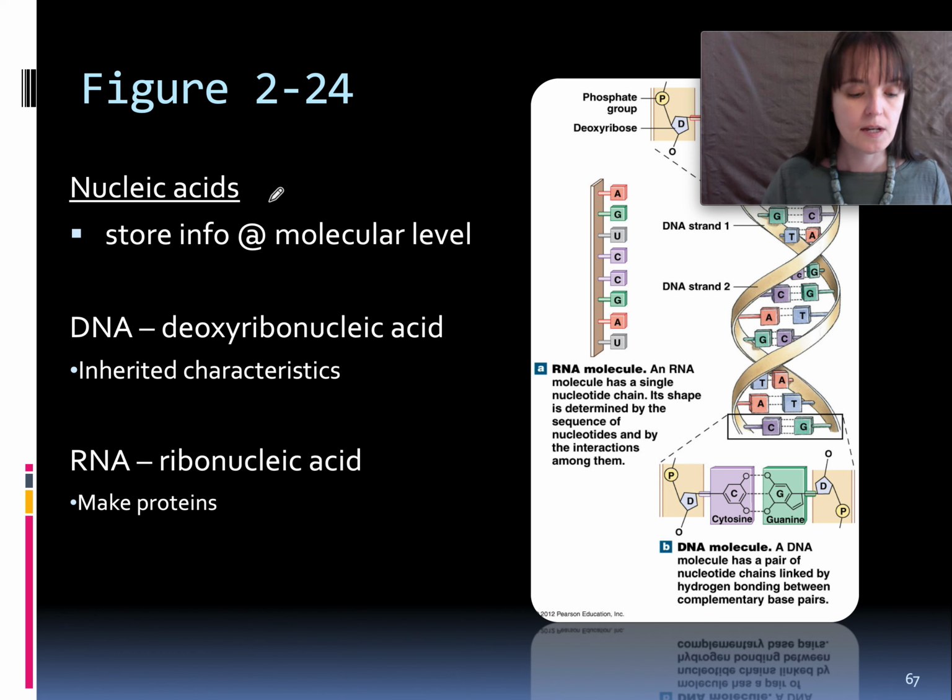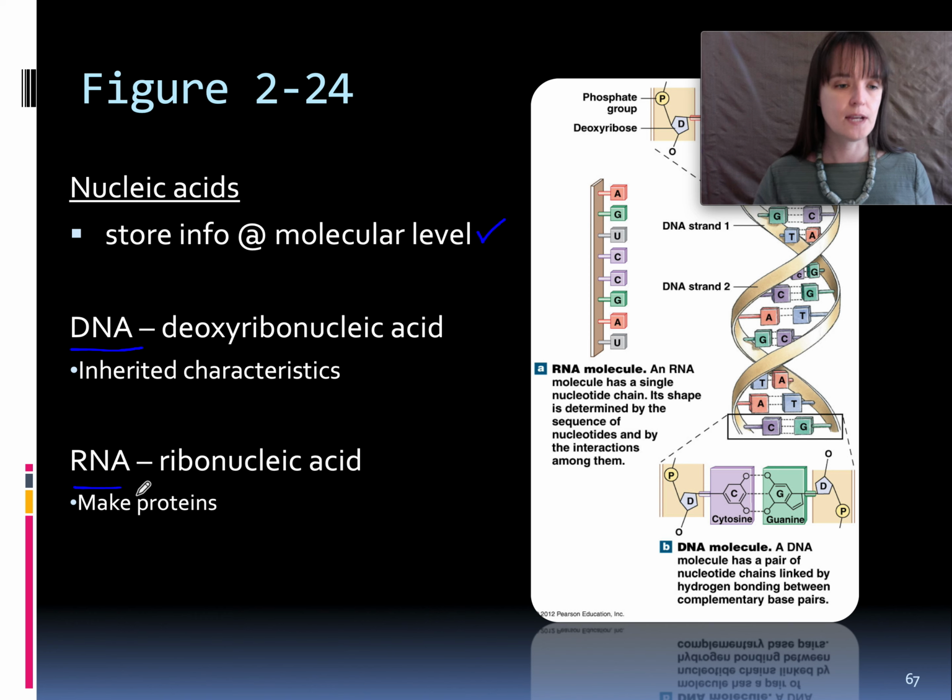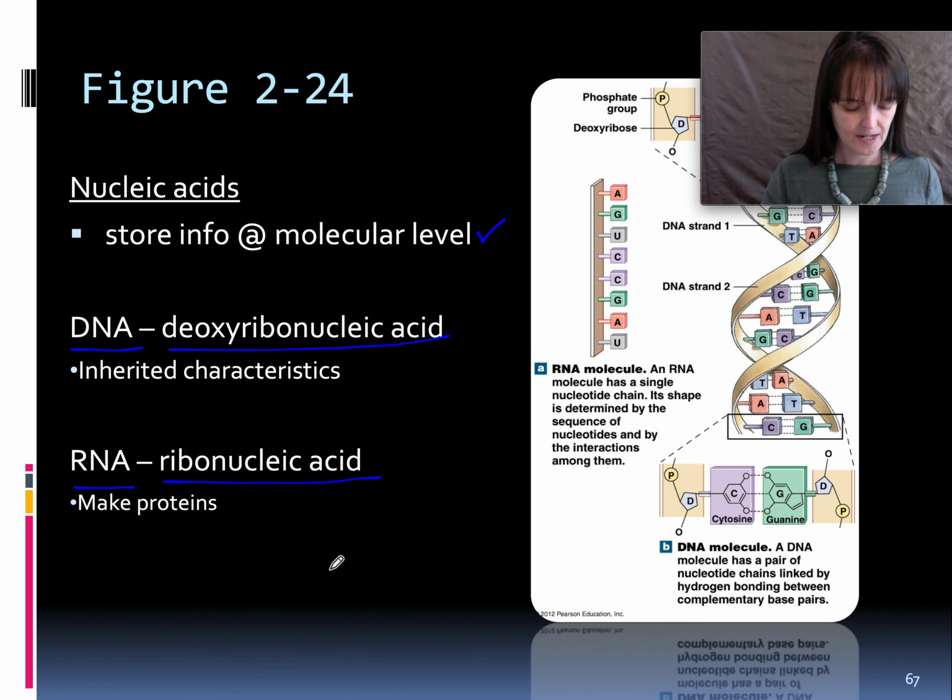So nucleic acids store and process information at the molecular level. Two classes of nucleic acids are DNA and RNA. DNA is deoxyribonucleic acid. RNA is ribonucleic acid. And DNA determines your inherited characteristics.